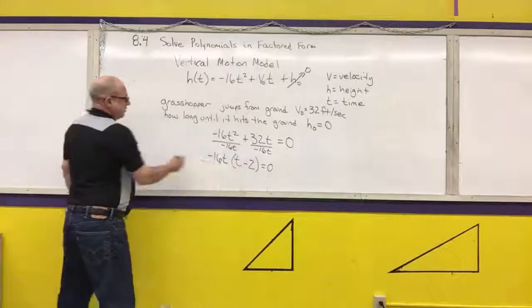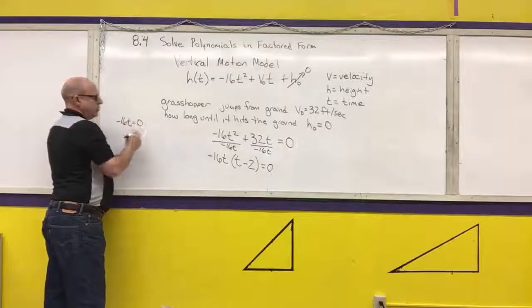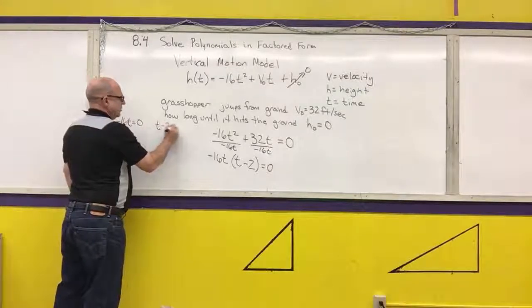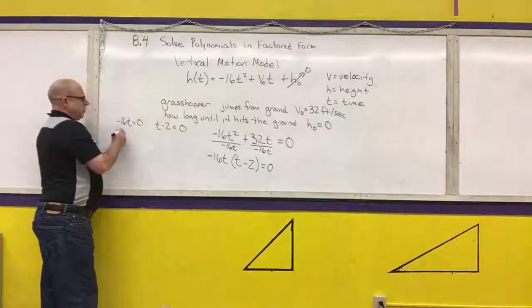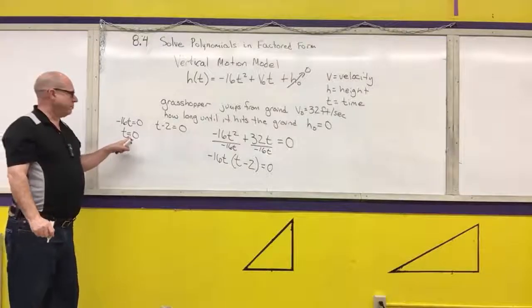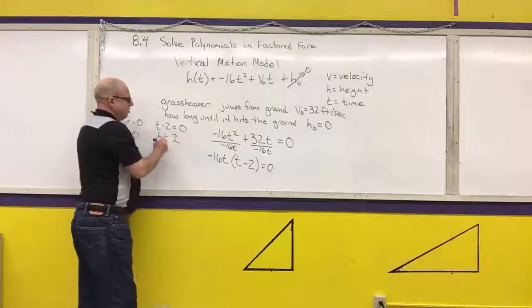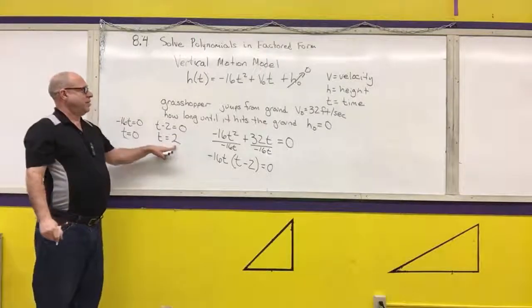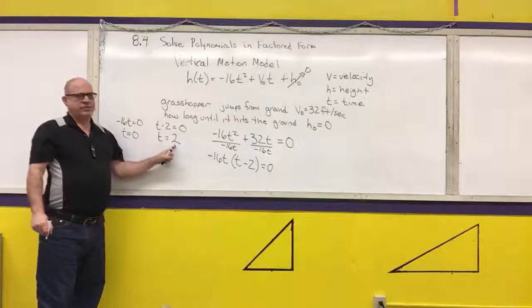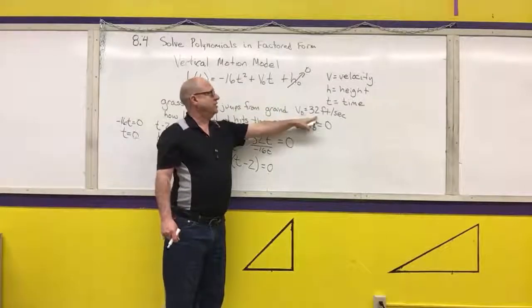Set each of these factors equal to 0, and I get negative 16t is 0 and t minus 2 is 0. Therefore, t is 0, which we knew it was on the ground at time 0. And then add 2 to both sides, I get t equals 2. So the grasshopper will hit the ground at 2 seconds after he jumps with that initial velocity.